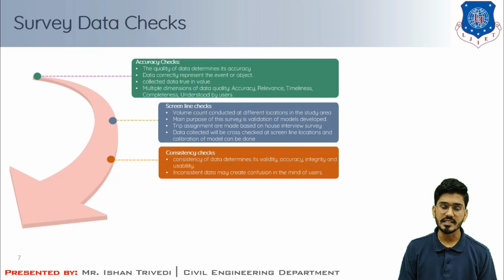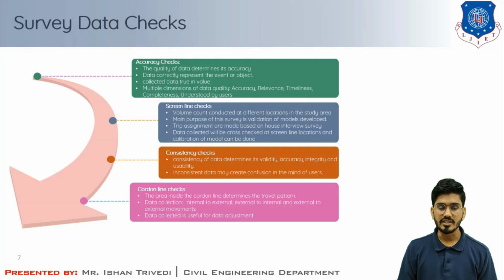Next is consistency check. The consistency of the data determines its validity, accuracy, integrity, and usability. The data consistency problem may arise when backup copies of the data are used in place of original data. The transport planner, or you can say observer, has a consistent view of the data if it is consistent. Inconsistent data may create confusion in the minds of users.